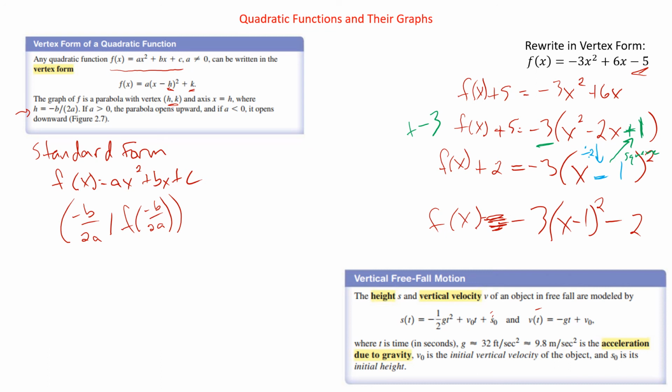So the distance, that's s of t, is going to be negative 1/2 times gravity times t squared plus v naught, that's the initial velocity, times time, plus s naught's the initial height. Then the velocity is negative g times t plus v naught, the initial velocity. Now, a lot of these are going to be problem specific. G, however, in either of these two equations is going to be the force of gravity.